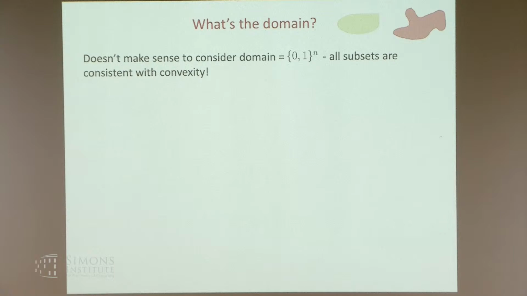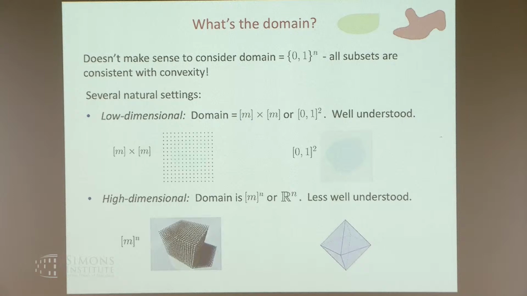So you can't really think about convexity testing if your domain is the Boolean hypercube, which is often what we like to think about. But that's no problem. I think we should just switch domains. People have actually studied convexity testing in the low dimensional setting for a number of years. You can have the domain be a discrete grid of two-dimensional points or the continuous unit square, something like that.